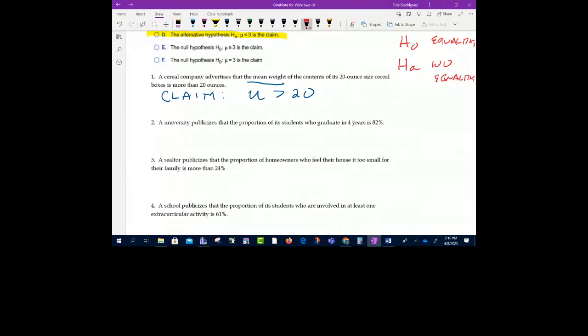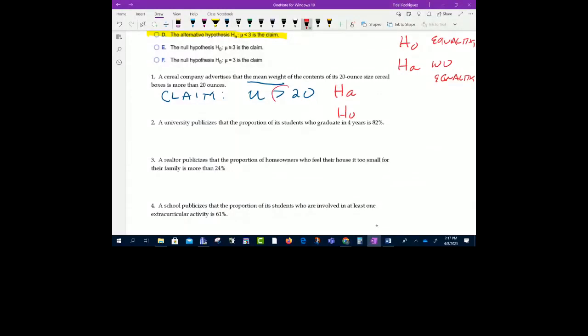Okay. So now here's my claim. They say, look, we got a box of cereal. It's supposed to weigh 20 ounces. The cereal company is telling you, I know it says 20, but they're all more than 20. So is that my Ho or is that my Ha? That's going to be my Ha, right? Because there's no equals there. Now, let's see if we can figure out what our Ho is going to be.